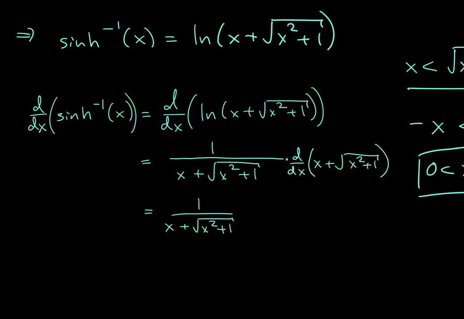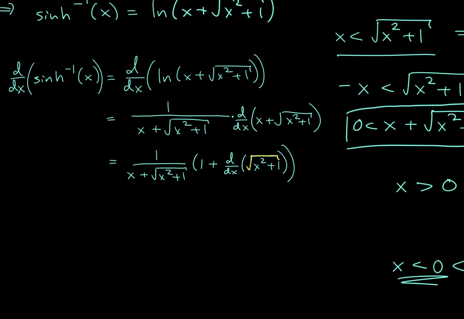Then I have to take the derivative of this part. Okay, so that's going to be 1 plus the derivative with respect to x. I'll show all work in this case. Square root of x squared plus 1. For this guy here, I have an outside function. It's this square root function right here. I have to take the derivative of that part.